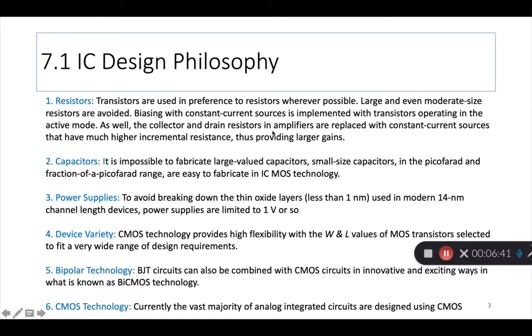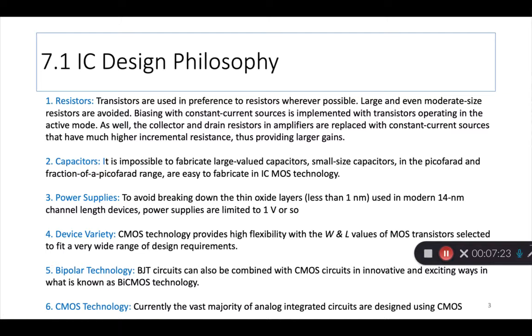And the answer is yes, because we know transistors can be modeled to behave like resistors, at least in some part of the operating region, right? Not in the active or saturation region, but in some part, the triode part, for example, it's possible to use a transistor to behave as a resistor. So since large and even moderate size resistors have to be avoided, transistors are used. Biasing with constant current sources implemented with transistors operating in the active mode, right?